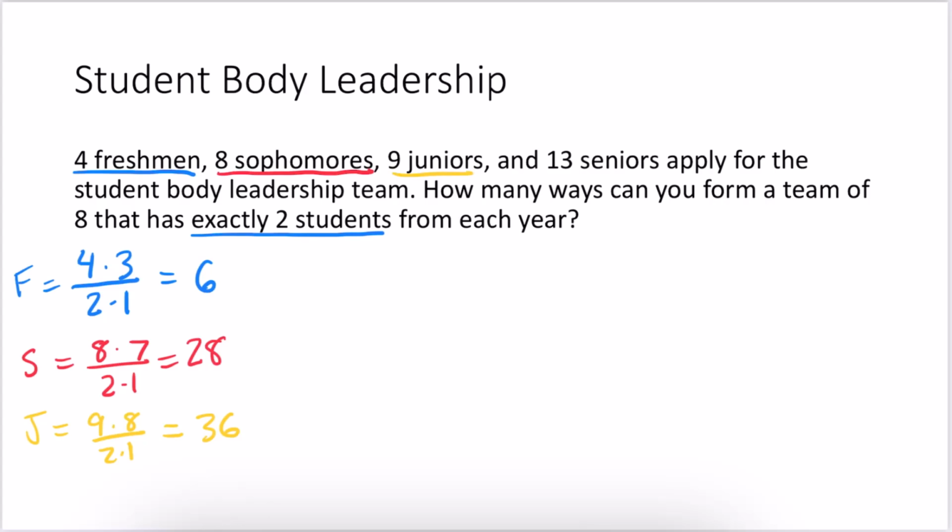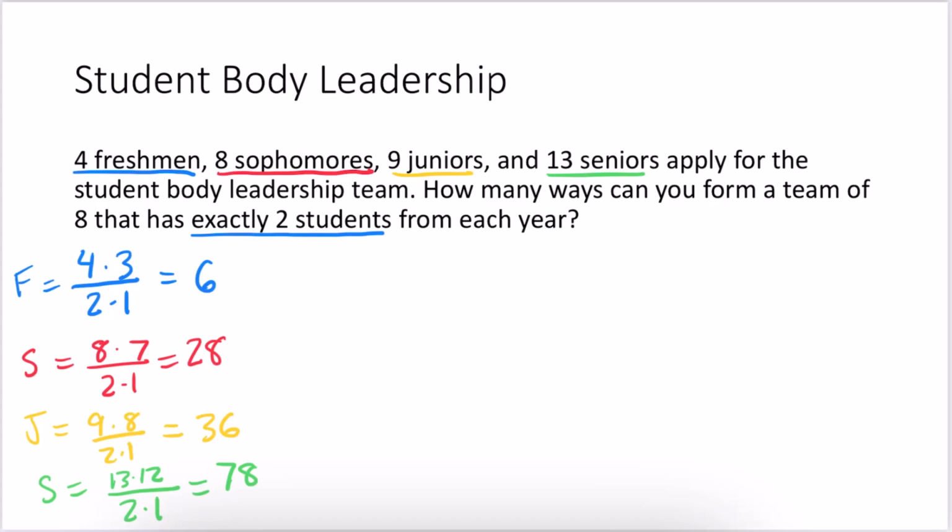And then for my seniors, I would have 13 times 12, because there's 13 options for the first senior, 12 for the second, but it doesn't matter which order you choose them in. So you do 13 times 12 divided by 2, which tells you there's 78 ways to choose 2 seniors. And so you'd say, okay, well, that's the number of ways that you can choose each pair from each grade level. But the question asks, how many ways can you form an entire team of 8?